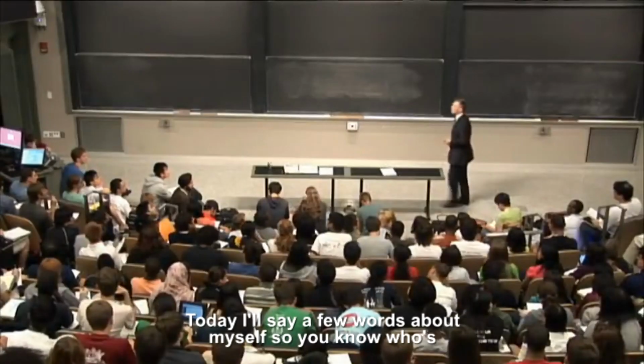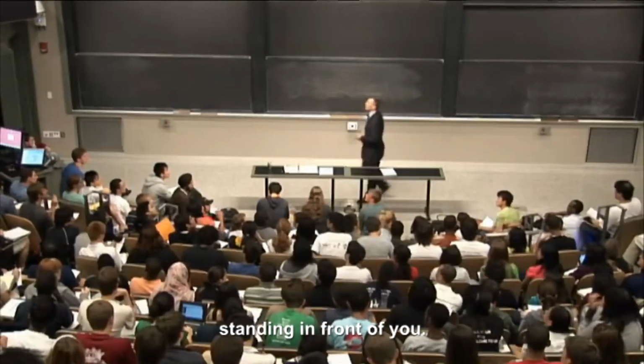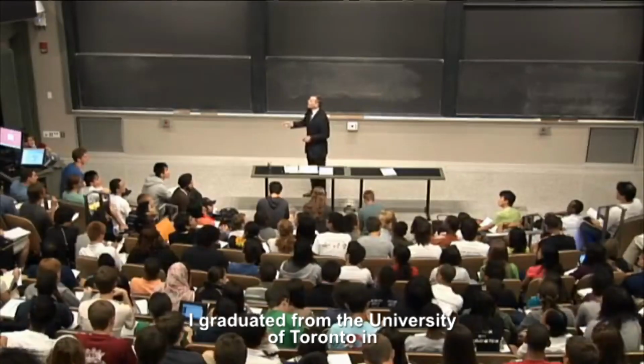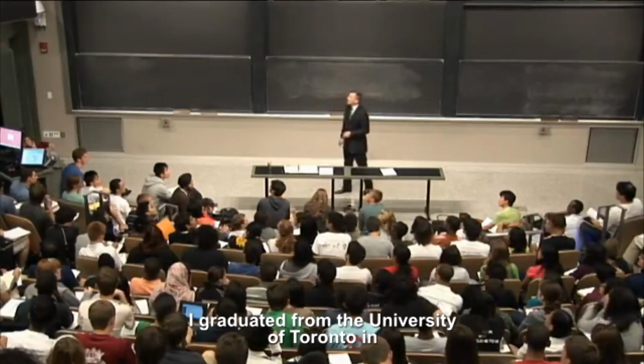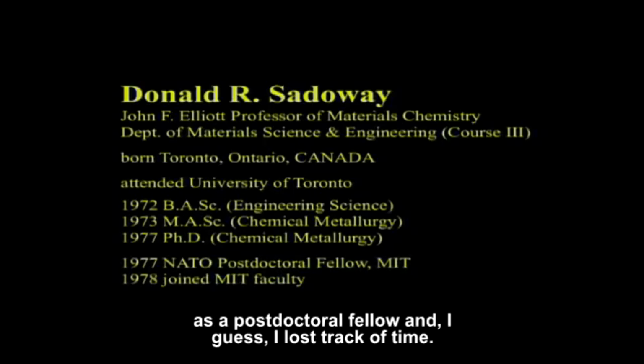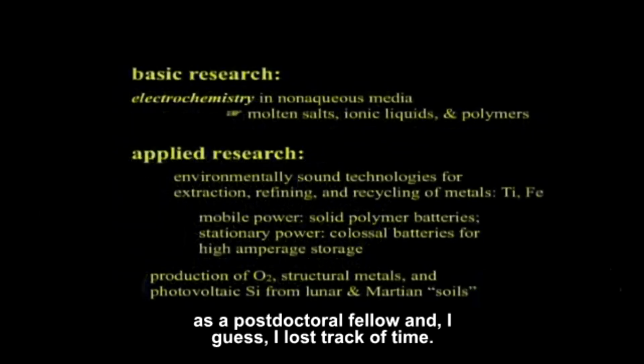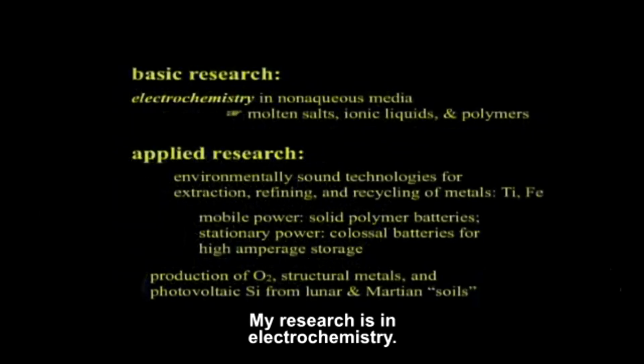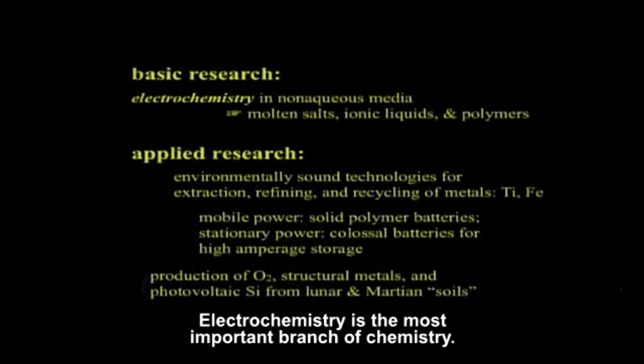I'll say a few words about myself so you know who's standing in front of you. I graduated from the University of Toronto in chemical metallurgy. Came down here in 1977 to spend a year as a postdoctoral fellow, and I guess I lost track of time. Now, what's my research? My research is in electrochemistry. Electrochemistry is the most important branch of chemistry.